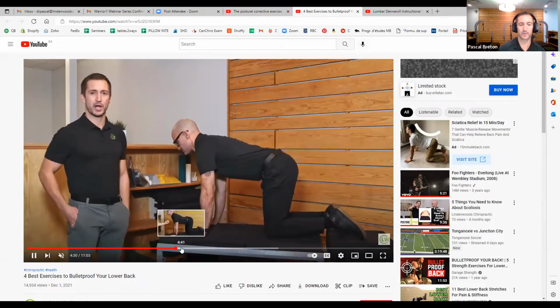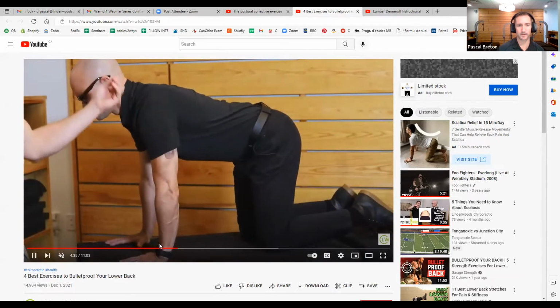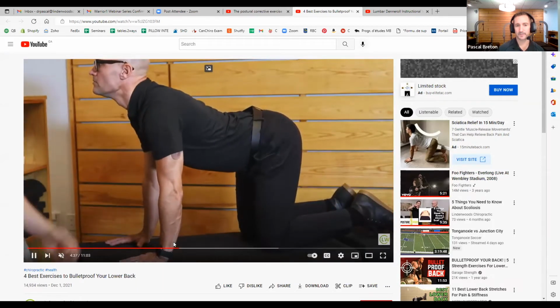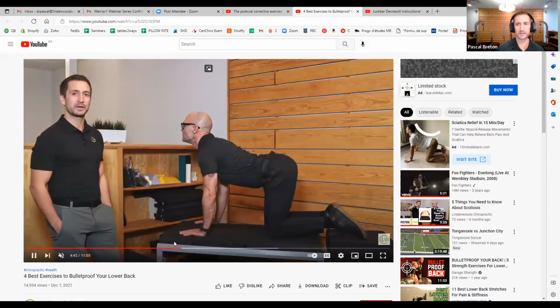Cat-cow. Okay, here we go. So now you're going to see the belly is going to drop down towards the table. Okay, so the belly drops down, the head goes up. That's lumbar extension. And this is only held for 2 or 3 seconds. Again, this is not a corrective exercise.